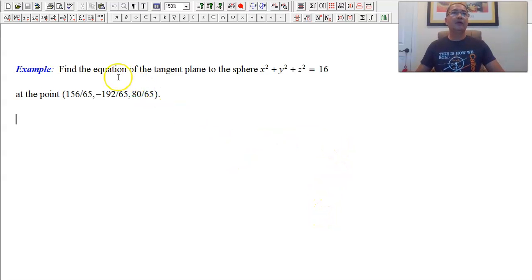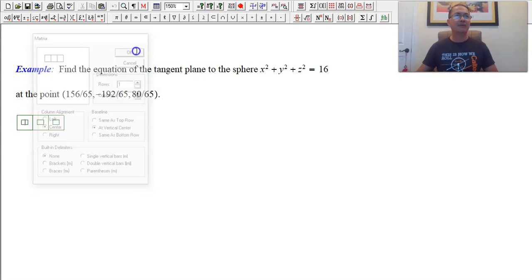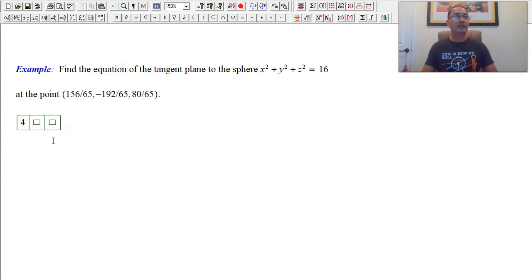Okay, so this will be our problem. Find the equation of the tangent plane to the sphere, same sphere, at the point 156 over 65, minus 192 over 65, and 80 over 65. Okay, so that gives us an opportunity to review our parametrization and our partial derivatives one more time. So our parametrization was 4 sine u cosine v, 4 sine u sine v, and 4 cosine of u.